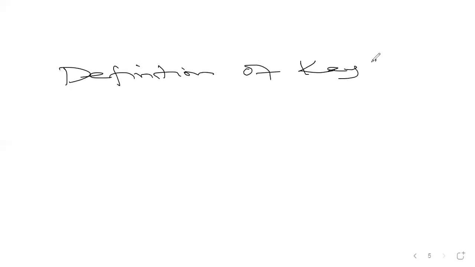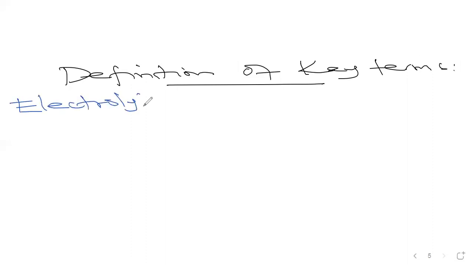Now, having had that very wonderful introduction, let us look at the definition of key terms. What key terms do we need in electrochemistry or electrolysis? The first key term is this one. Which word is this? It is the previously looked at word, the electrolyte.